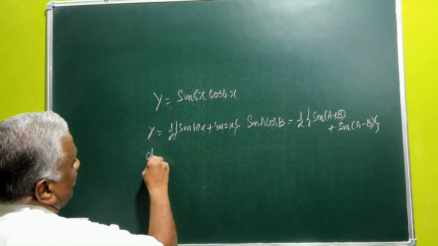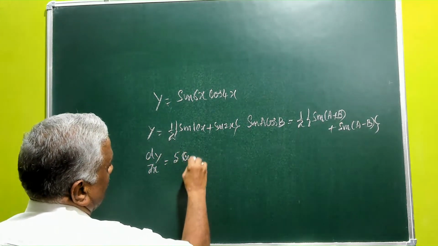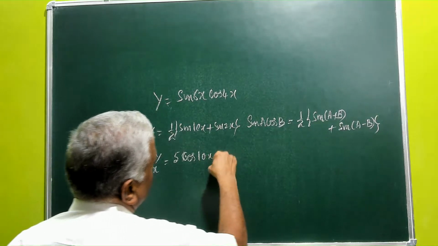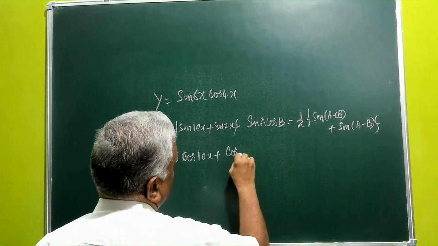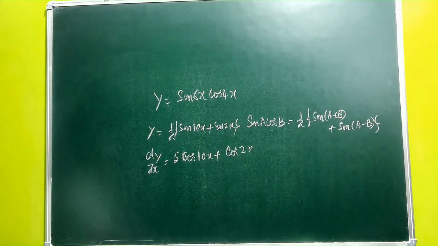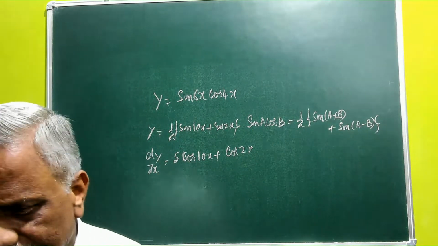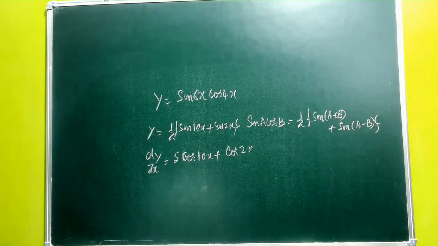So what is the answer? Dy by dx is equal to 5 cos 10x plus cos 2x, because 2 and 2 cancel, and cancellation you should do mentally. Don't start writing 1 by 2 into 10 and all that. Is the answer given? Next.